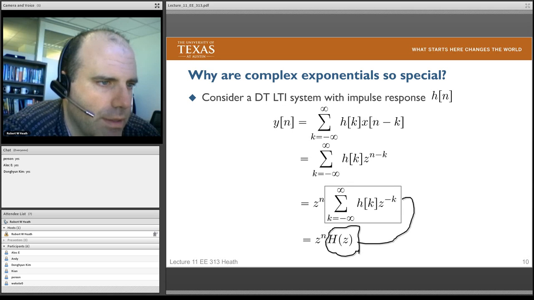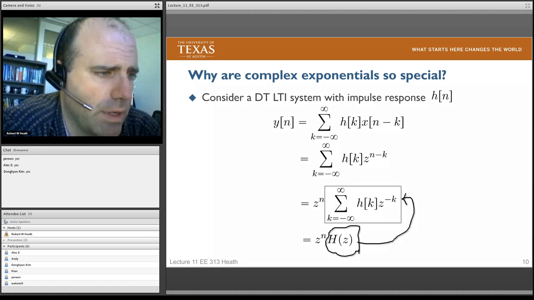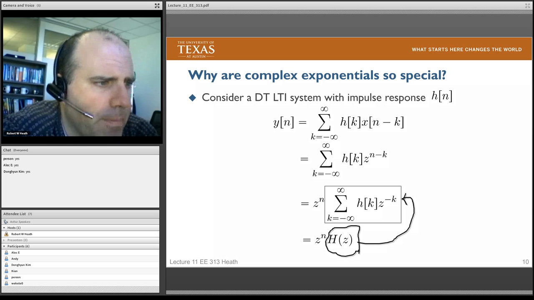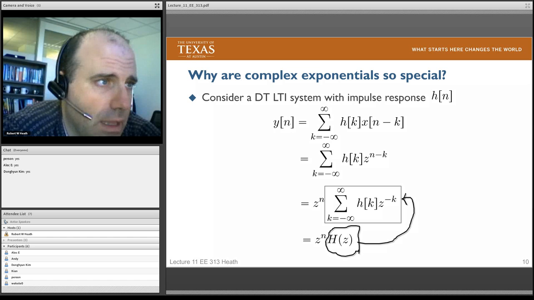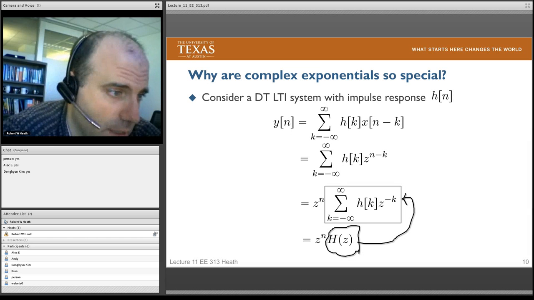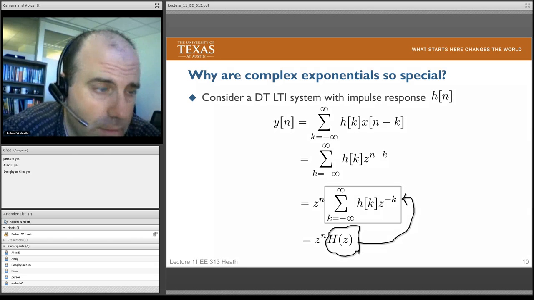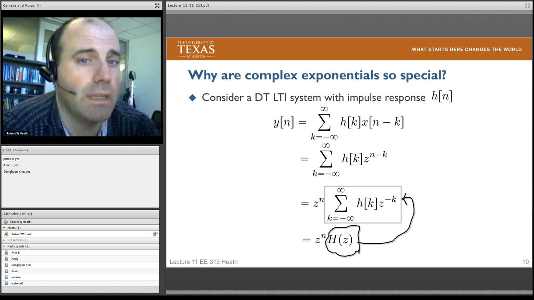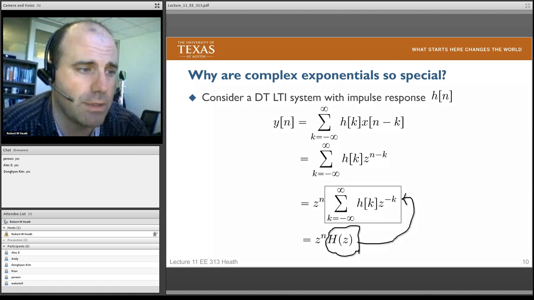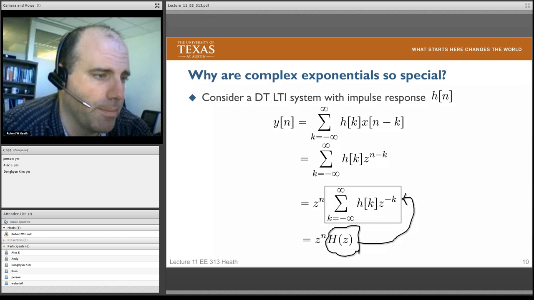And we'll see later that this is the z transform of the impulse response. We're going to see that in one of the lectures towards the end of the class. So the output is simply z to the n times this H of z. So if you're given an LTI system and you're asked to do a convolution with something that looks like z to the n, then you can possibly do that convolution much more easily by computing this summation and plugging in the value of z. Now, I'm not guaranteeing it'll be easy. I'm sure there'll be cases where it's actually harder, but this is a property here.